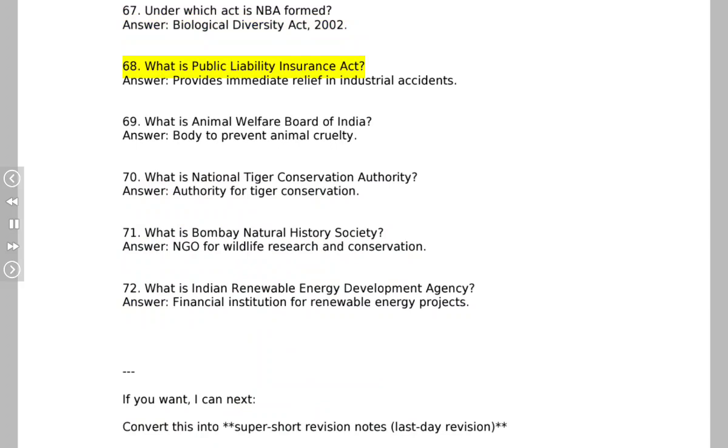68. What is Public Liability Insurance Act? Answer. Provides immediate relief in industrial accidents. 69. What is Animal Welfare Board of India? Answer. Body to prevent animal cruelty. 70. What is National Tiger Conservation Authority? Answer. Authority for Tiger Conservation.